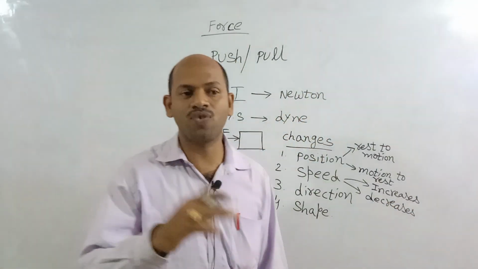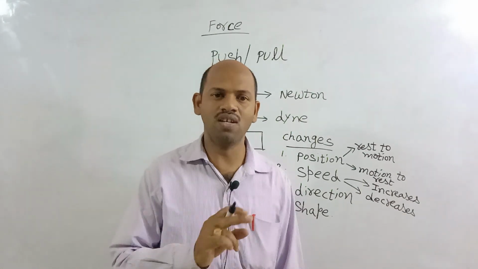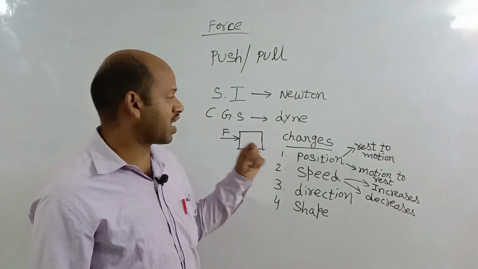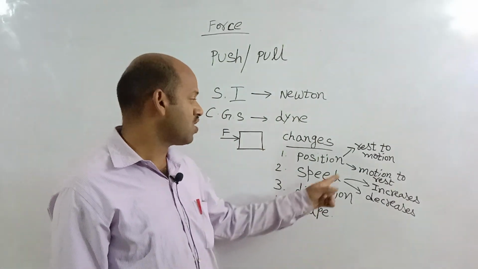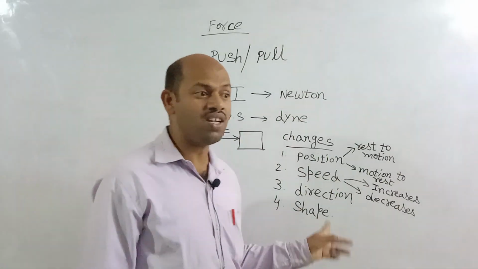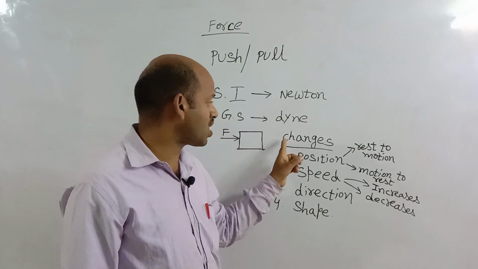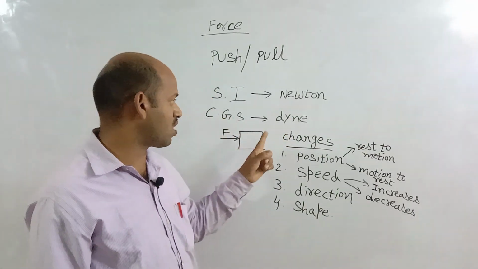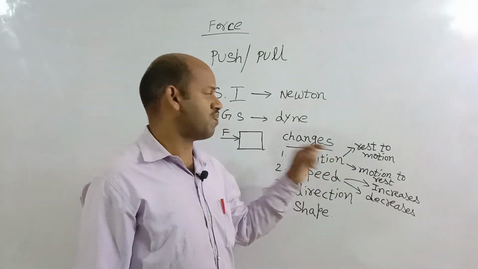So by applying force, speed increases, and by applying force, speed decreases. So we can observe that if we apply some force on an object, then speed increases or speed decreases. There are some changes we can observe by applying force. What are the changes? The first one is rest to motion and motion to rest.